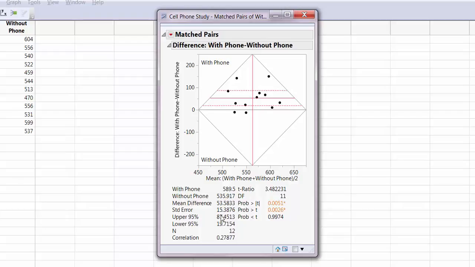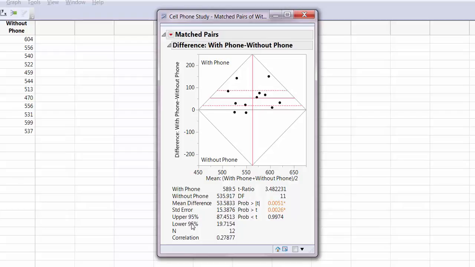And you can see here that we have our 95% confidence interval, so it quantifies exactly how much of a difference you can expect to see. So in the population, we would expect a difference of anywhere from 19.7 milliseconds to 87.45 milliseconds.